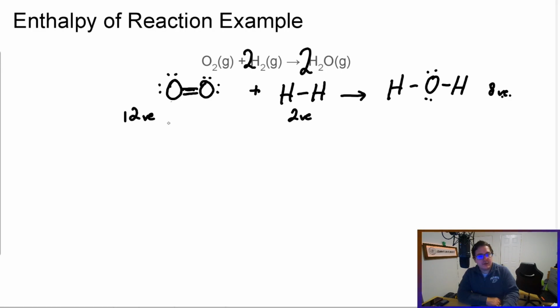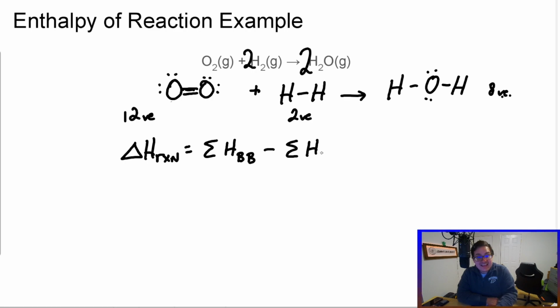But we've drawn our diagrams. We are now ready to look at our bonds. Remember, the change in enthalpy of a chemical reaction equals the sum of the bonds broken minus the sum of the enthalpy of the bonds formed. Well, what bonds did we break? We broke 1 oxygen double bond, and we broke, how many hydrogen bonds did we break?